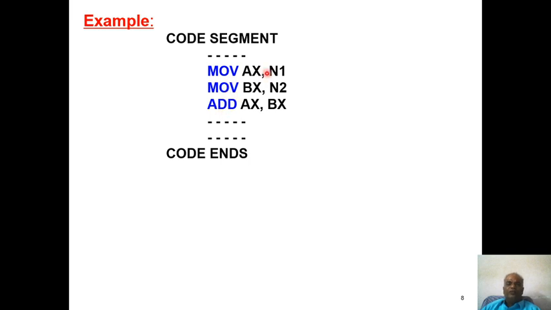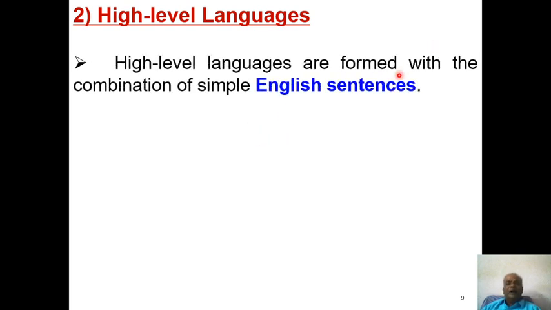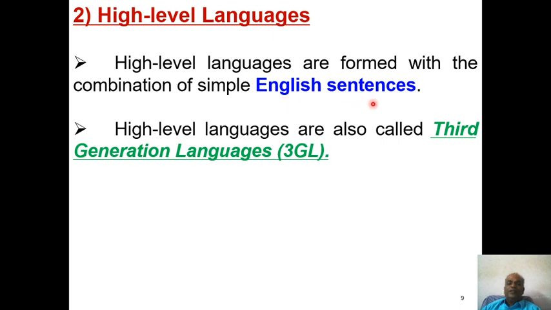Add is a mnemonic, and these are the operands. So assembly language is composed of mnemonics. The second kind of language is high level languages. High level languages are formed with the combination of simple English sentences, that is, user understandable sentences.